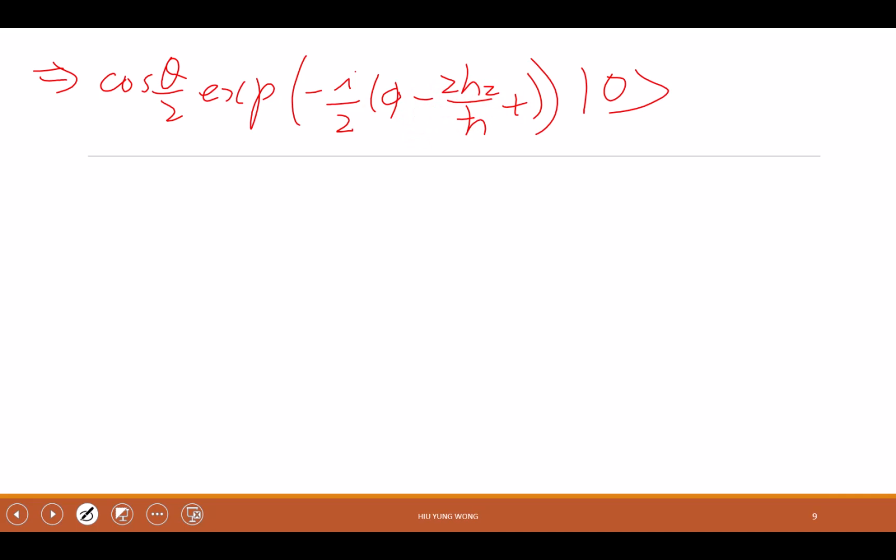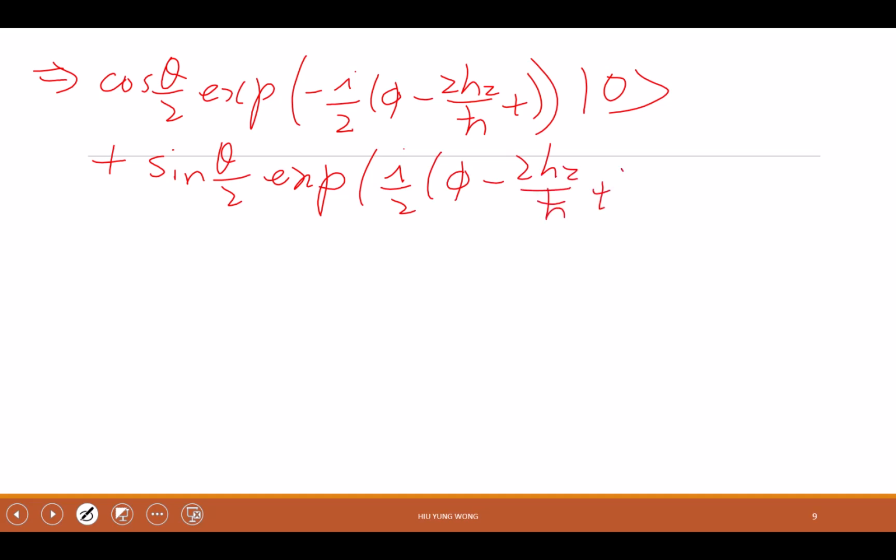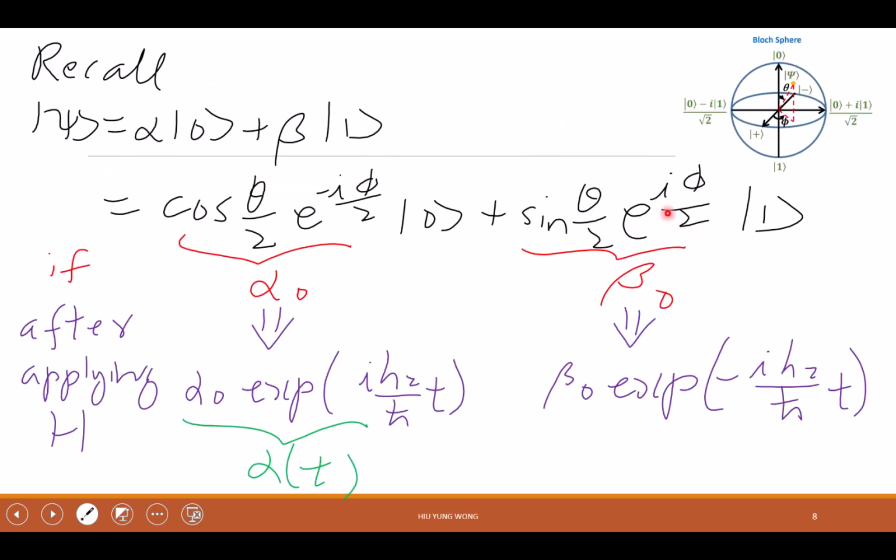Similarly, which I won't go into detail, for the second term, the sign is not changed, but the other becomes i divided by 2 times phi. You will get the same thing, Hc divided by h bar t, for state 1. Why? Because this is positive i phi over 2, and this is negative i Hc divided by h bar. I'm going to take out i divided by 2, so I have phi minus 2Hc divided by h bar t.